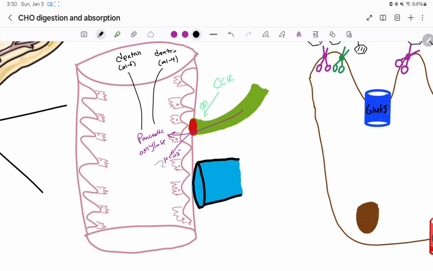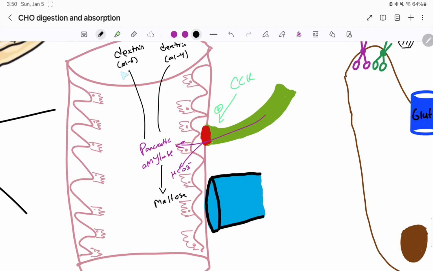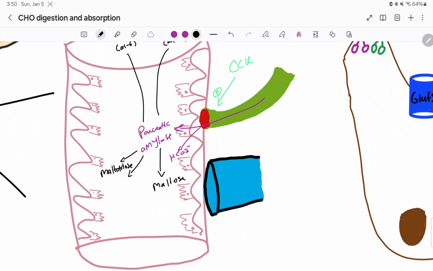Okay, so what happens when these dextrins run into this alpha amylase? When the dextrins with alpha 1,4 run into pancreatic amylase, they're going to turn into something known as maltose, and the dextrins are going to turn into some other stuff, okay? One of them is going to turn into maltotriose, and we talked about that. Another one is going to be limit dextrins. And the other one is going to be maltose.